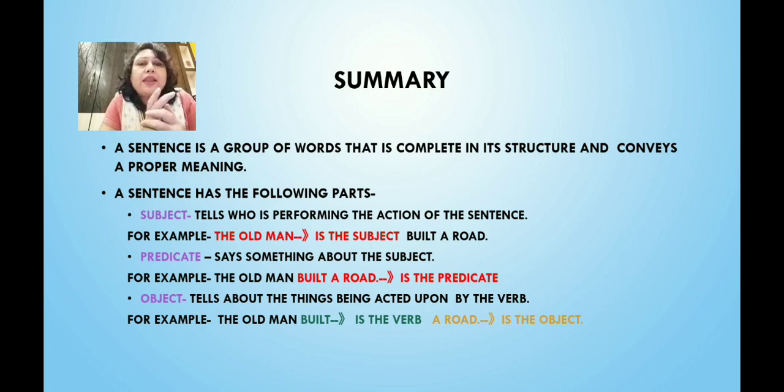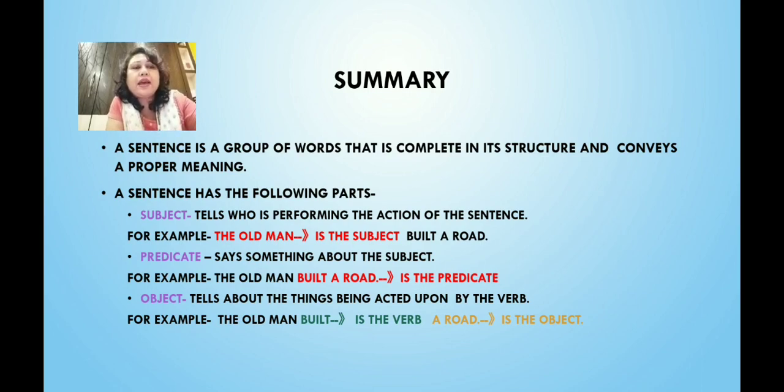Okay. Then we had predicate, that says something about the subject. The old man, yes, built the road. Now built the road is the predicate here. Then object tells about the things being acted upon by the verb. For example, the old man built a road. Yes, built is the verb and a road is the object. So this was what we had done as a part of the sentence.